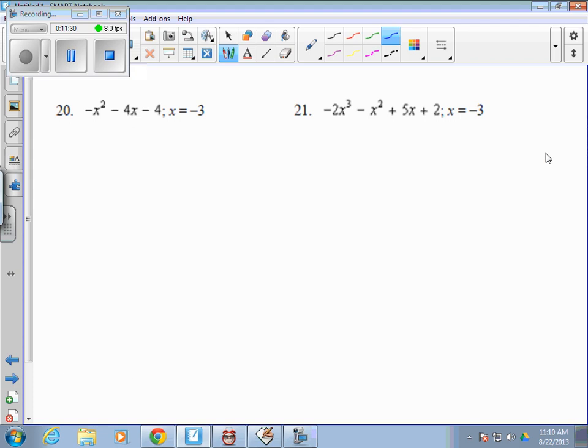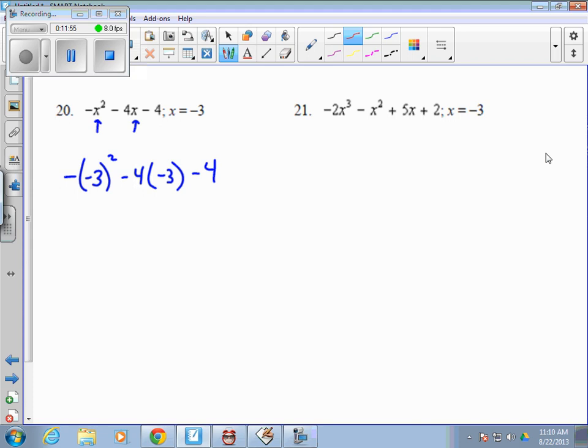20 says negative x squared minus 4x minus 4 when x is negative 3. So again, in place of x, we're going to plug in negative 3. You already have a negative up front. You're putting in another negative for the negative 3. It's squared, minus 4 times negative 3, minus 4. So do its inside parentheses first. There's nothing we could do to change the negative 3s. We've got to do exponents next.